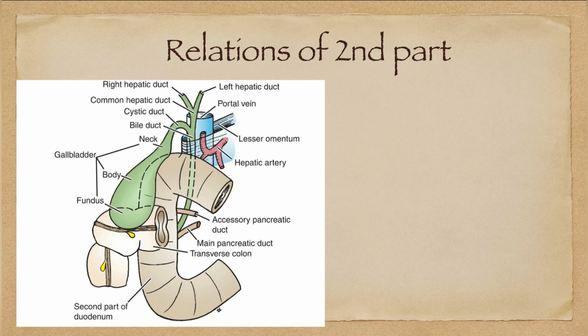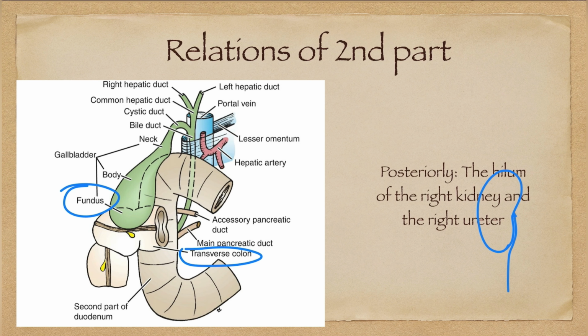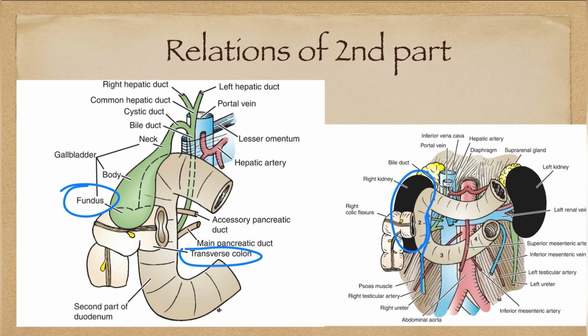Relations of the second part of the duodenum. Anteriorly, structures located anterior to the second part of the duodenum are the fundus of the gallbladder and transverse colon, also the liver. Posterior to it, we can see the hilum of the right kidney and the right ureter.